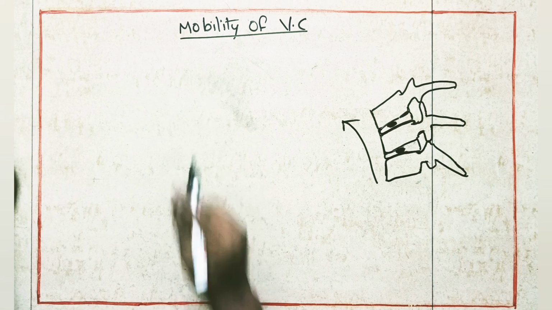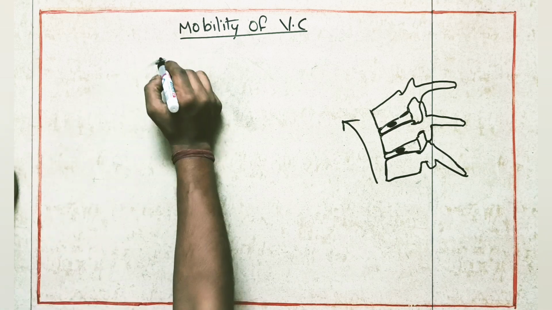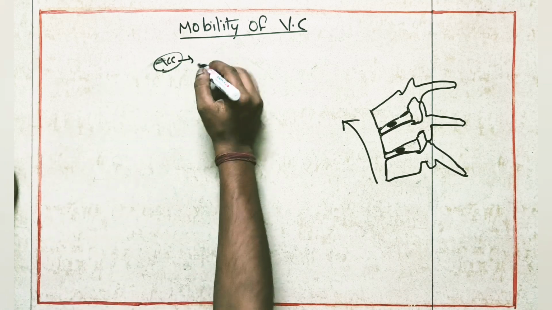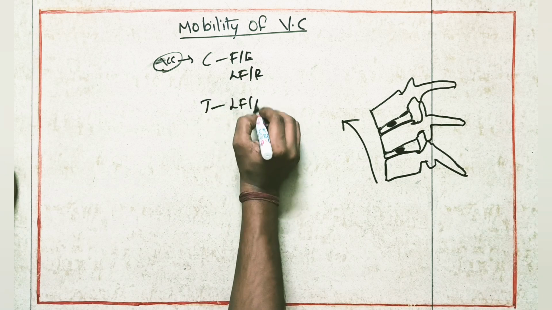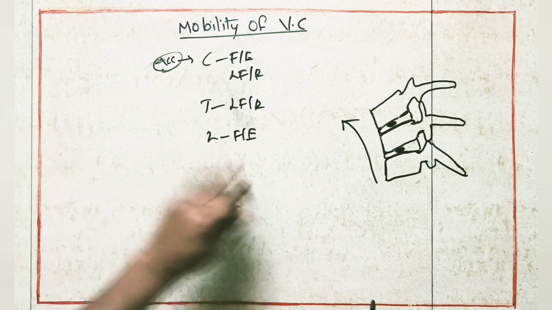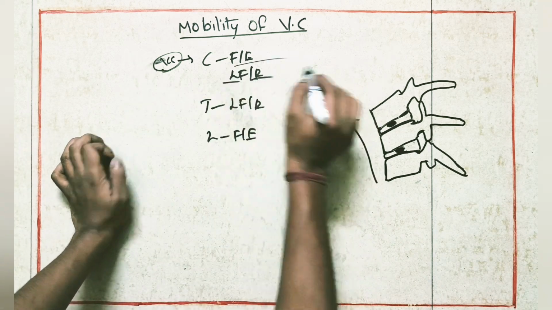Now we'll come to the point, mobility of the vertebral column. Here, if we take the vertebral column, how many movements are there? In the cervical spine we have flexion, extension, lateral flexion and rotation. In the thoracic spine we have lateral flexion and rotation. In the lumbar spine, flexion and extension. So finally, whatever we see, flexion, extension, lateral flexion and rotation.